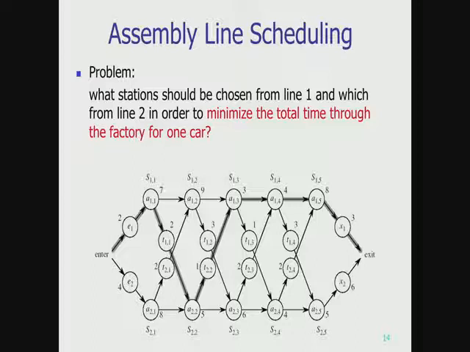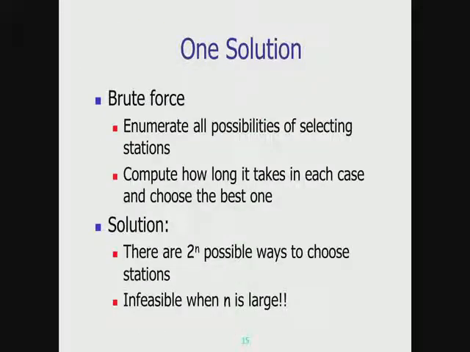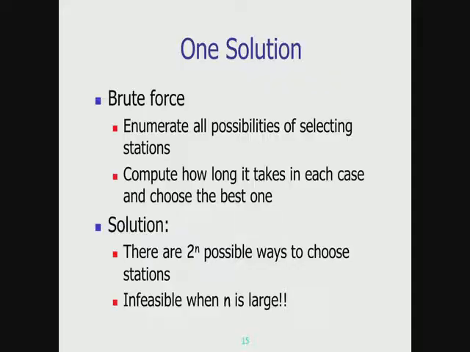Now, one of the ways of solving the problem is to actually try all the possible ways by which a chassis could go through the assembly lines, and it is very clear that there are 2 power n of them, and computationally spending 2 power n units of time to actually find out which is the most optimal sequence is not an efficient approach.